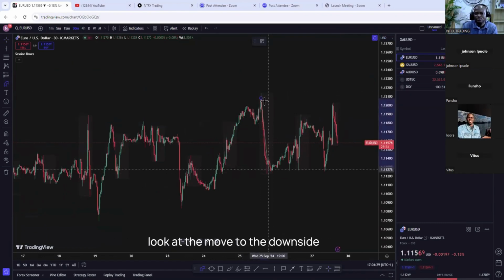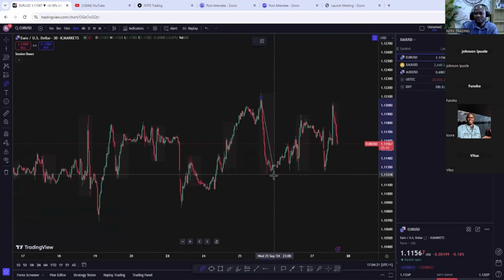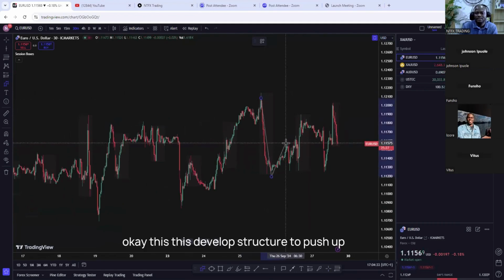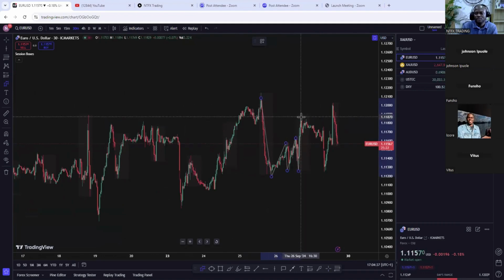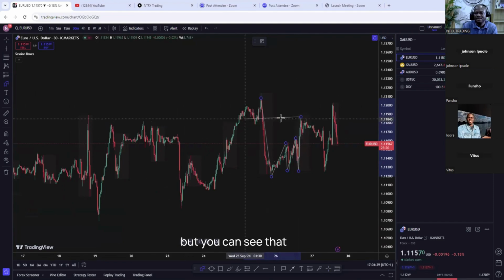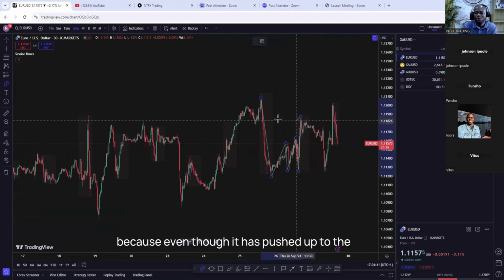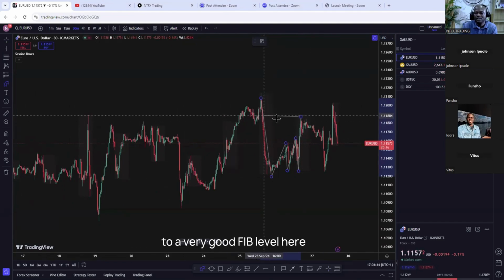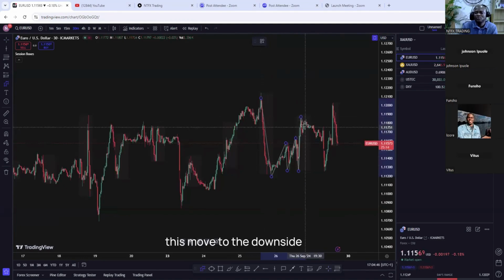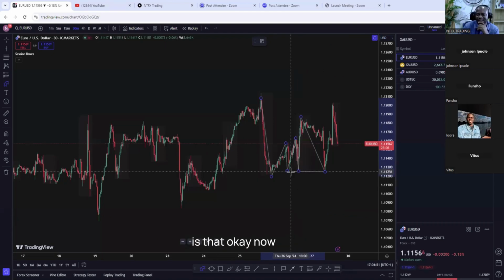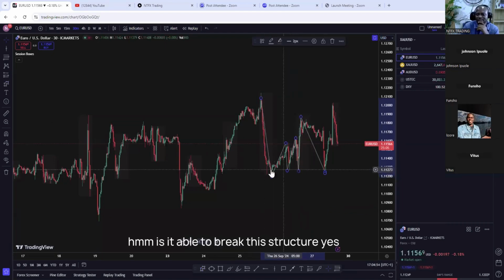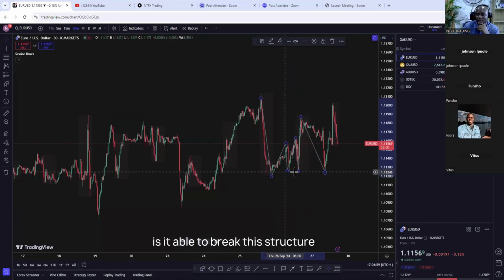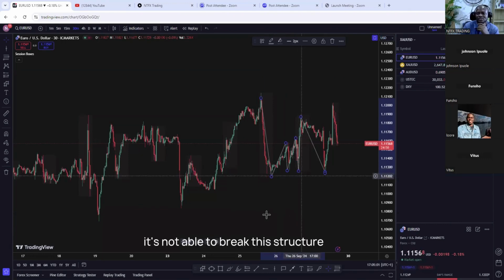Okay, look at the move to the downside. This developed structure to push up, but even though it has pushed up to a very good fib level here, this move to the downside was not able to break this low. Is he able to break this structure? No, correct. It's not able to break this structure.